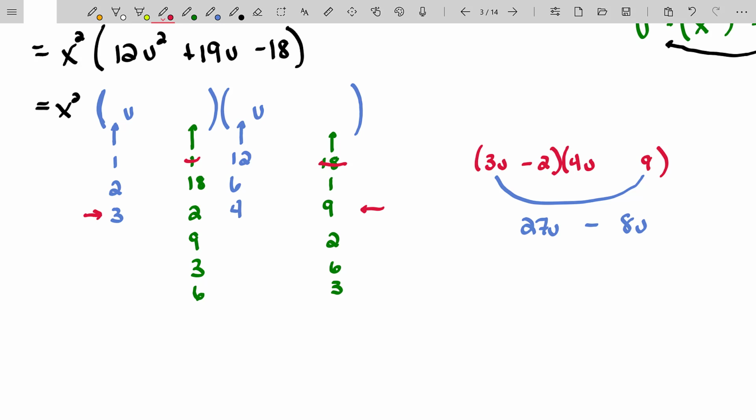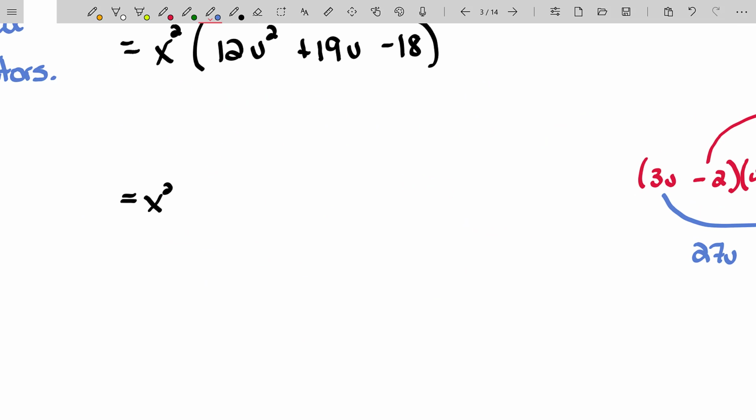And to get a positive 27, that has to be positive right there. Notice negative 2 times 9 is negative 18. That is how this factors. So again, when I do the guess and check, it's actually pretty darn quick. In fact, I generally do it like this.